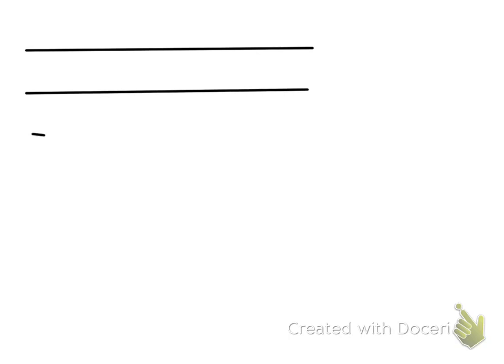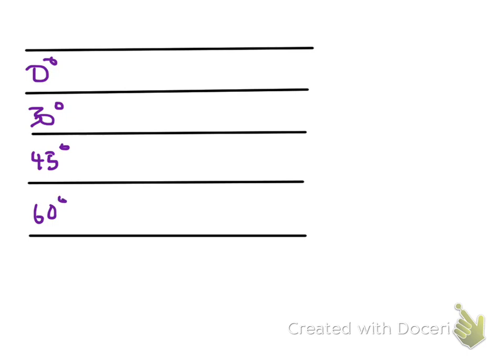Y'all ready? I want you to skip a line. Double line. So there's our top line, skip a line, draw another line. We're making a table. You use double lines on your paper. We're going to do 0 degrees, 30 degrees, 45 degrees, 60 degrees, and then finally 90 degrees.